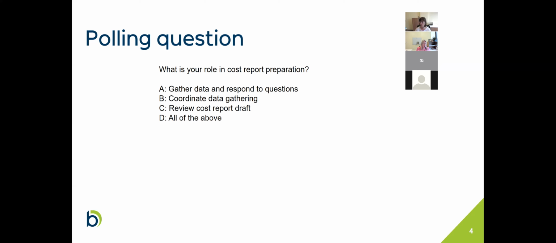So it looks like with about 93% of you voting, which is great, it looks like it's sort of evenly split between gathering the data that's required and answering the questions that are required for the cost report, and then really from the all above. So gathering the data and/or supervising and coordinating the data, and then reviewing the cost report. So it's a pretty even split there with our group.